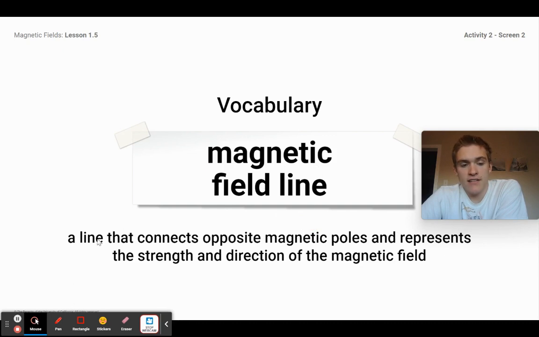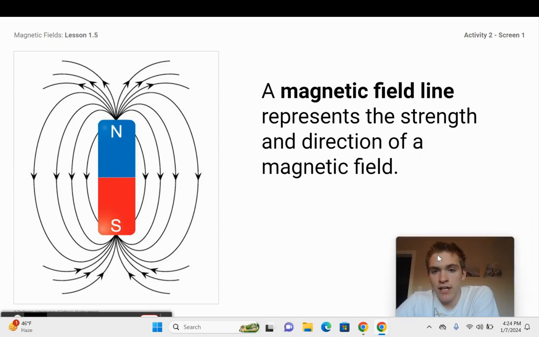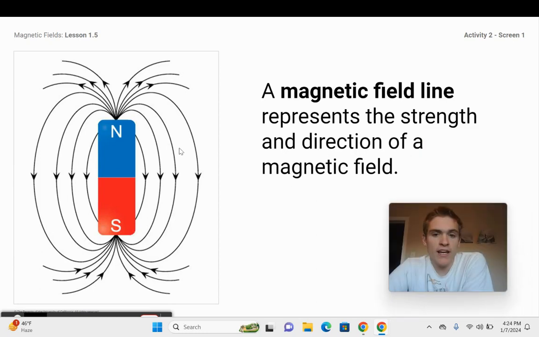Magnetic field lines: a line that connects the opposite magnet poles and represents the strength and direction of the magnetic field. A magnetic field line represents the strength and direction of a magnetic field. These are magnetic field lines. Remember, they point north to south.